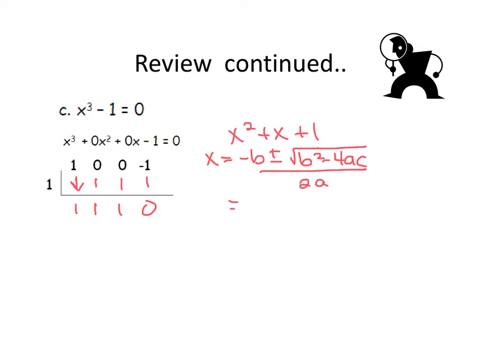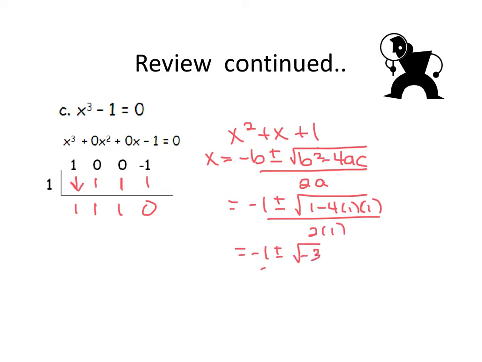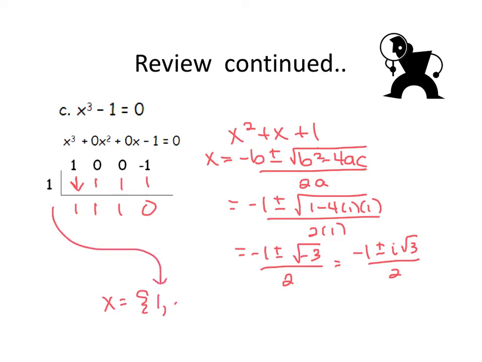It's just a little bit harder since the middle coefficient is odd. So x equals negative b, which is negative 1, plus or minus the square root of b squared, which is 1, minus 4 times 1 times 1, all over 2 times 1. So we have negative 1 plus or minus the square root of negative 3 over 2. That's going to be negative 1 plus or minus i square root 3 over 2. Our solutions are the one that I found from the graph, and then negative 1 plus or minus i square root 3 all over 2.